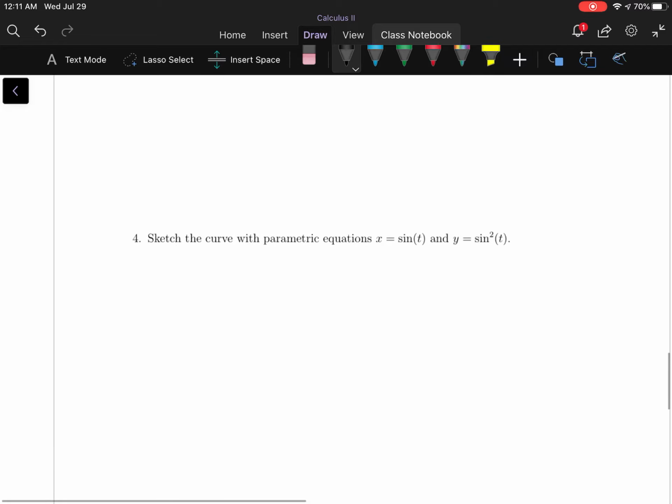With the last one being another curve sketch, we want to sketch the curve with the parametric equations x equals sine t and y equals sine squared t. And so this is a pretty quick and easy one to see what it's going to look like in the Cartesian form, with x being sine and y being sine squared. Both of these together I could see are going to be y equals x squared. So I could see that it's going to be a parabola. But now I need to figure out the actual direction.